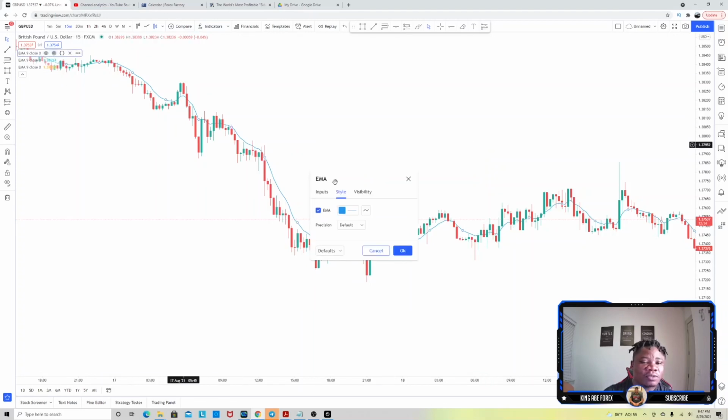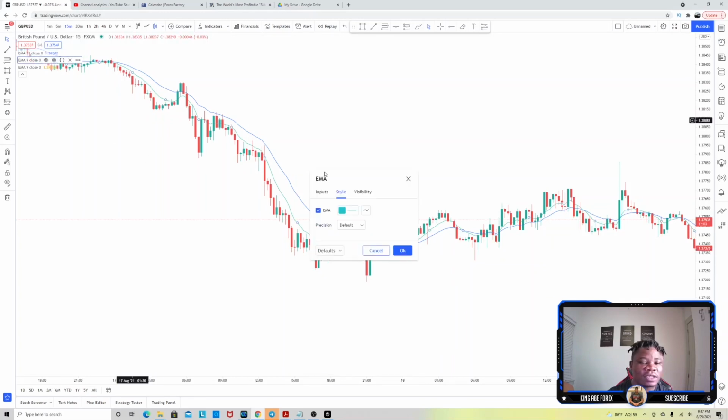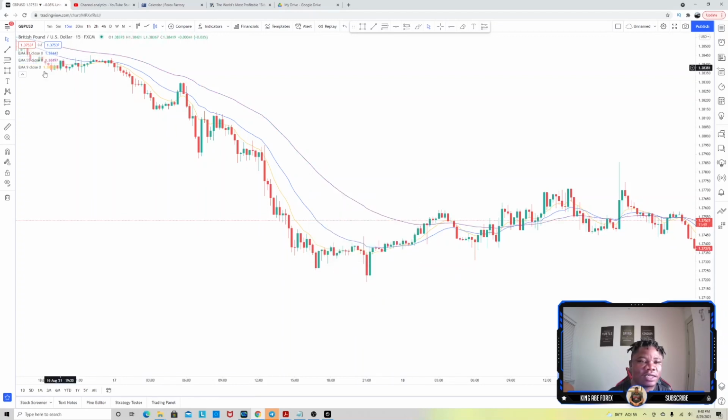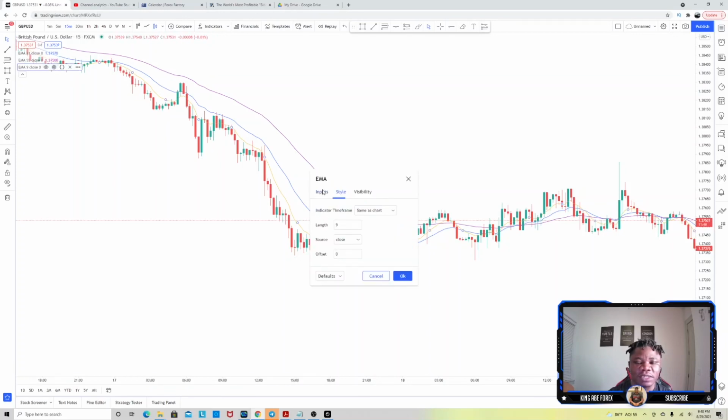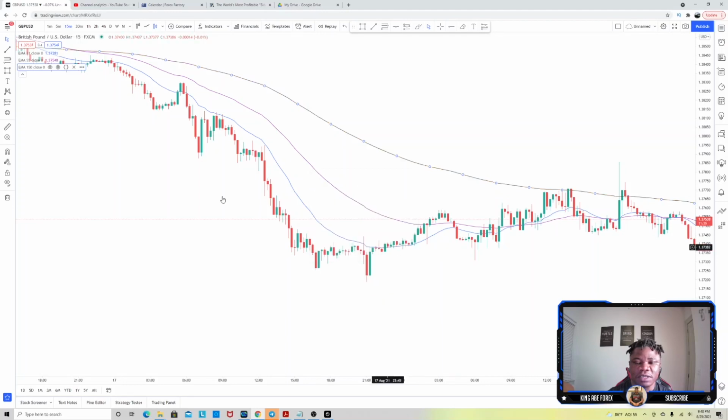And for the first one, we're going to change this right here to 21, and you can use whatever color you want for the style. So I'll use this blue right here. And for the second one, I want you guys to change that to 55. And for the style, use whatever color you want as well. I'll use this right here. And then you click on OK. And for the last one, I want you guys to go here to input and change this to 150. And for the style, I'll just change this to black right here, and then you click on OK.